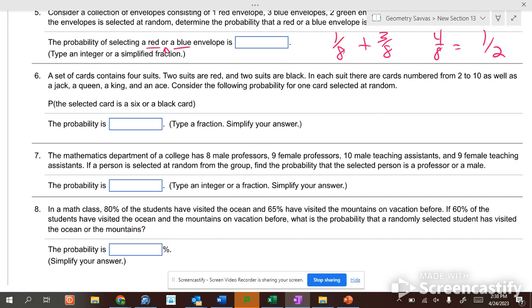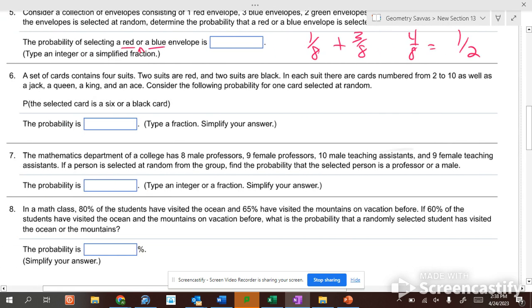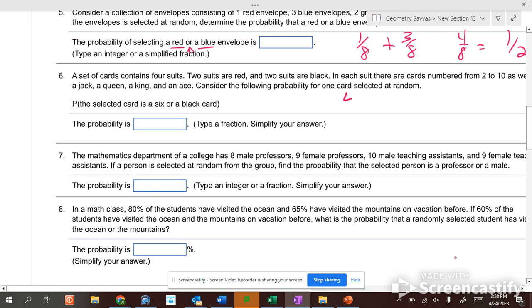A set of cards has 4 suits. 2 suits are red, 2 suits are black. In each suit, there's 13 cards. There's 2 through 10, as well as Jack, Queen, King, Ace. What's the probability of selecting a card that's a 6? How many 6 cards are there in a deck of cards? 4, 1 in each suit. So that's a 4 out of 52 chance of selecting a 6.